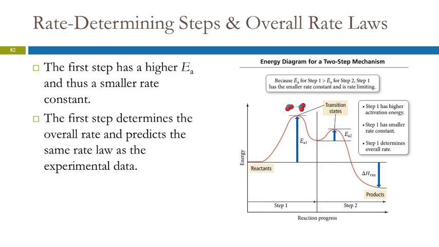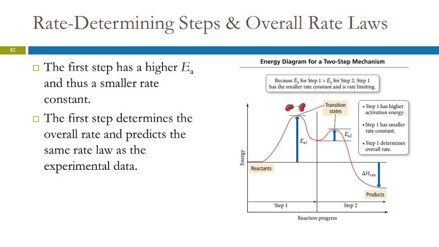Does that help? Yeah. Any other questions? So in that possible mechanism, the first step was slower. That means that the first step has a higher activation energy, because a higher activation energy would give us a smaller rate constant. We can't compare temperature here because this is one reaction, it's all happening at the same temperature. But the rate constant depends on the activation energy.